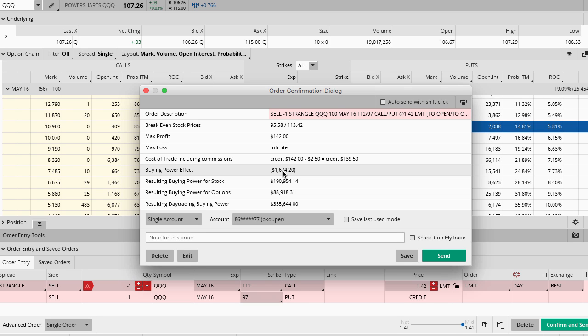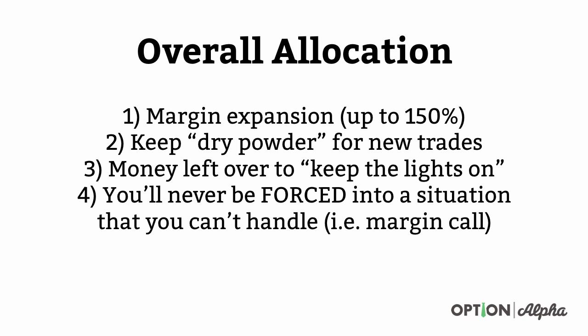The position may not have actually moved. The Qs may have stayed exactly the same, but volatility in the market could have expanded, and that caused the broker to hold more of your potential cash in margin to cover the position. So that margin expansion can be up to 150%. That's why we have to keep that initial position size really small.